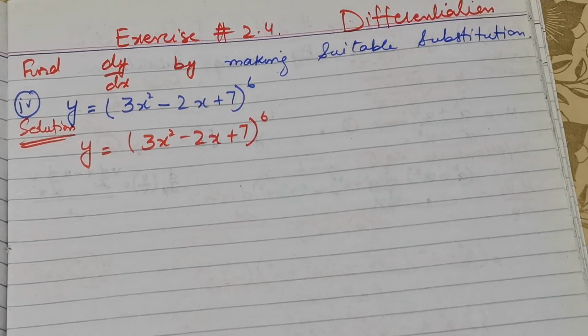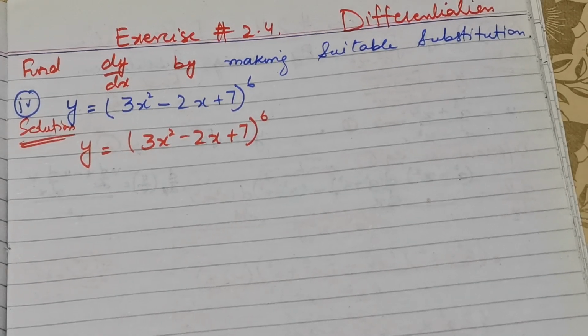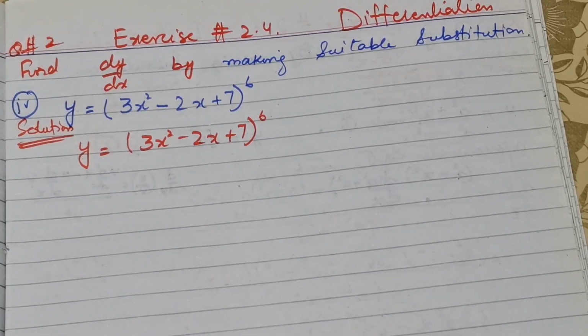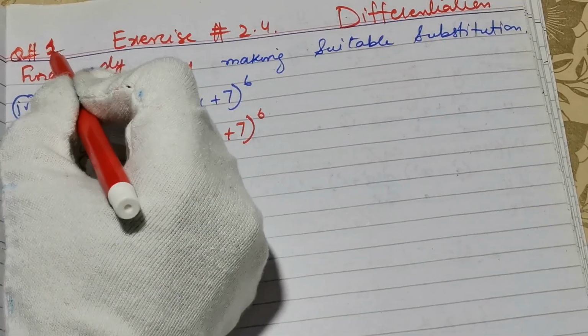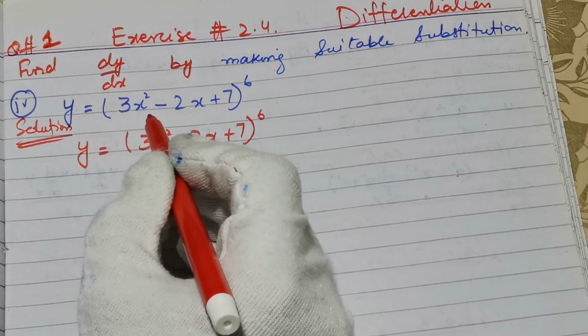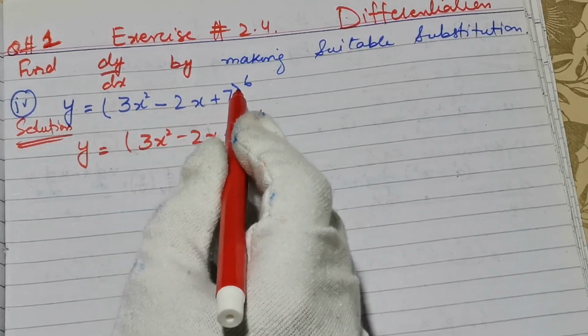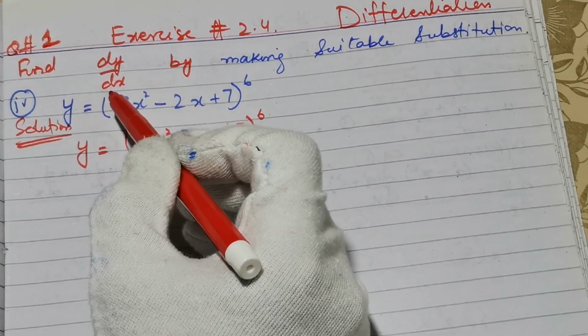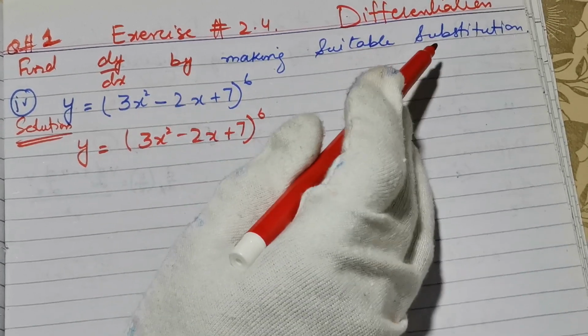Now solve question number 2 part 4, Exercise 2.4. Question number 2 part 4 is: y is equal to (3x square minus 2x plus 7) whole raised to power 6. Find the value dy by dx by making a suitable substitution.